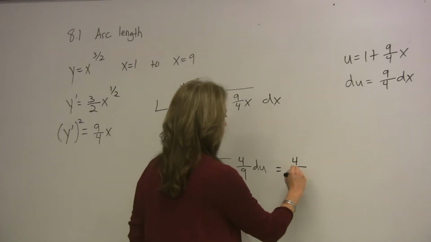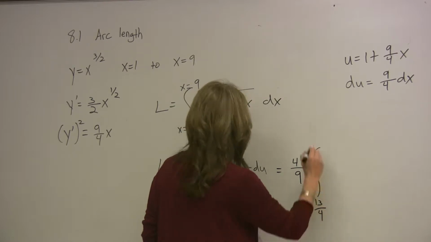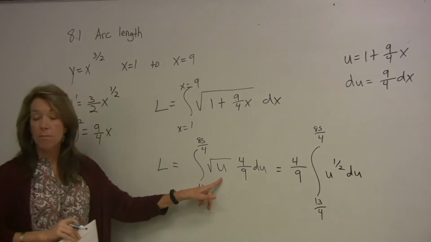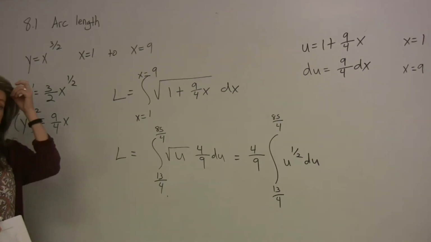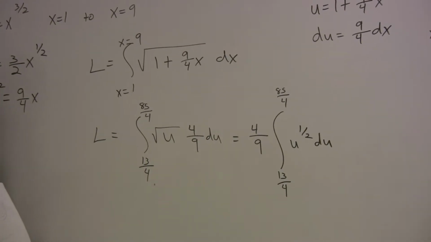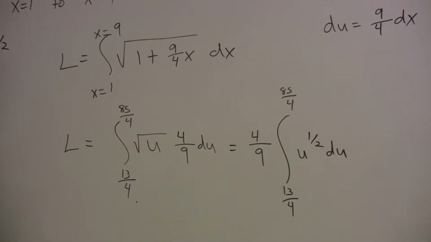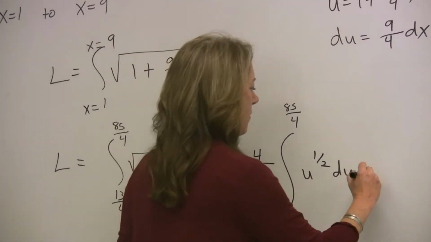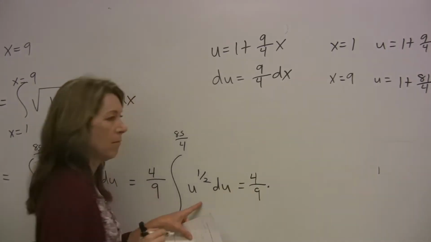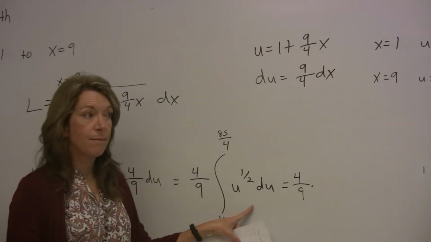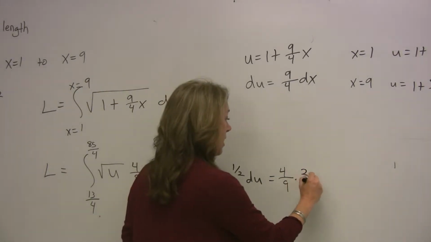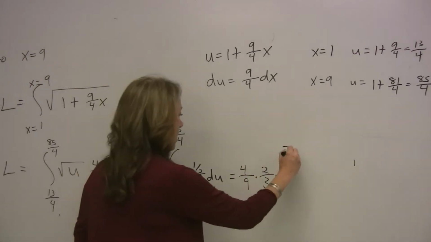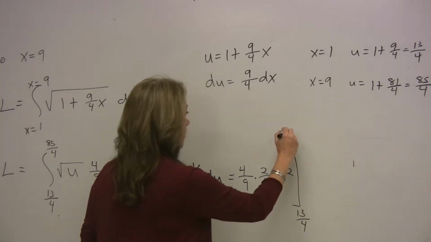Okay, let's clean it up a little bit more. I'm going to pull the 4/9 out front. I'm going to leave my messy fractions here for the moment. This is just a u to the 1/2 du. Put my 4/9 out front. Okay, are we ready to integrate? What's the integral of u to the 1/2? Two-thirds u to the 3/2? And then that gets evaluated from 13/4 to 85/4.